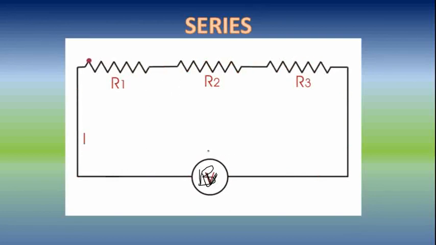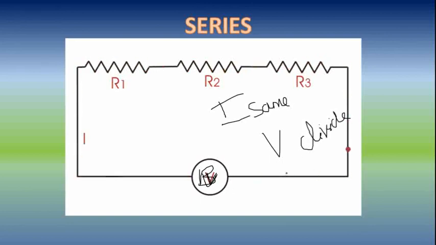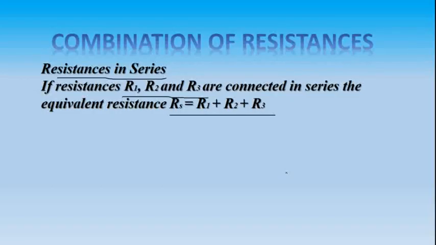We can say that in the series combination the current I remains the same, and the voltage V gets divided. You need to remember this: the current remains the same and the voltage gets divided. So we can derive this formula. As I have said, the voltage gets divided. Let us assume that the equivalent voltage be V, that is, V1 plus V2 plus V3 is the total voltage.